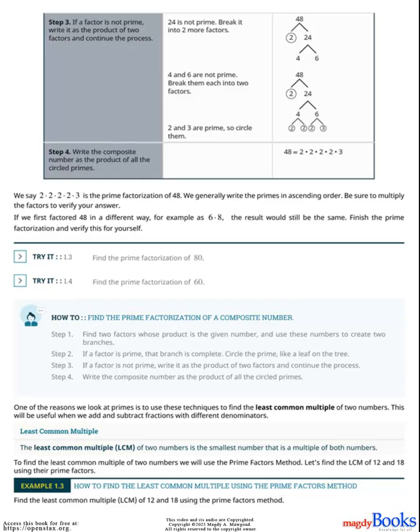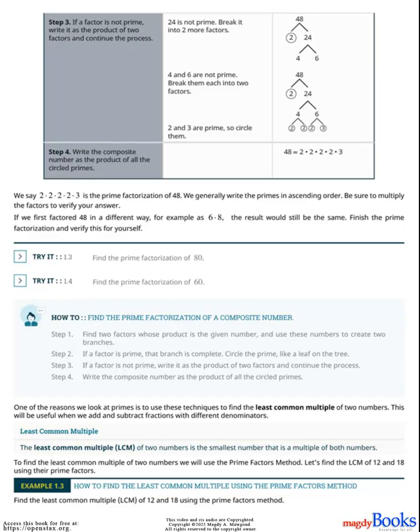4 and 6 are not prime. Break them each into two factors. 4 has factors 2 and 2. 6 has factors 3 and 2. 2 and 3 are prime, so circle them. Step 4. Write the composite number as the product of all the circled primes.